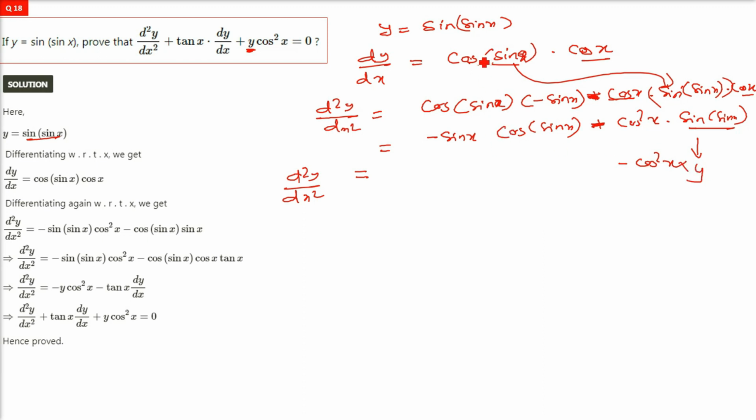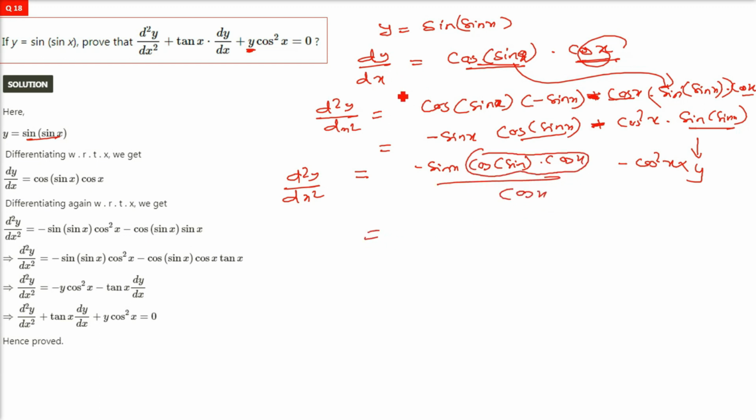Here, what do you see? dy by dx is cos x into cos sin x. You don't have a cos x here. So let us divide and multiply this term with cos x, so that we get cos x into cos sin x. So we have minus sin x, cos sin x. This cos x in the numerator, cos x in the denominator, because we have introduced it, so we have to multiply numerator and denominator. So this will be dy by dx, and this sin x by cos x will be tan x. So it will be negative tan x and dy by dx. Minus y cos square x it will be.